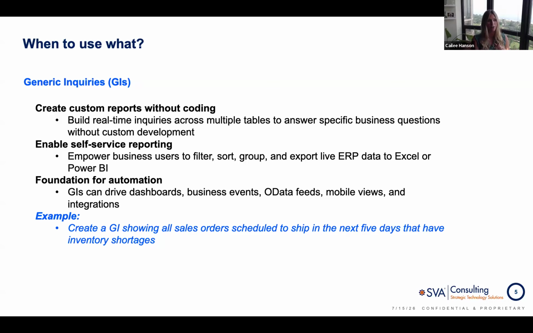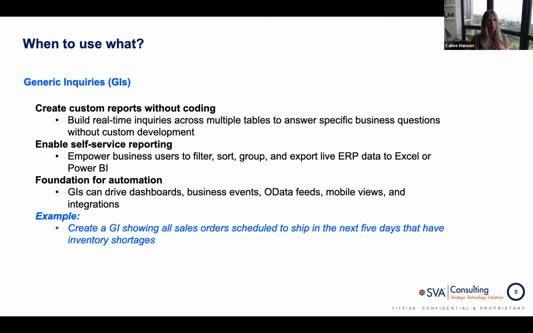And then here we could see, maybe I have a full sales order inquiry on a distribution type of flow, but I want to see what orders are scheduled to ship in the next 5 days. Perhaps that also have inventory shortages. So how can we get very detailed in terms of using some of those GIs and then tweaking them and defining them further?